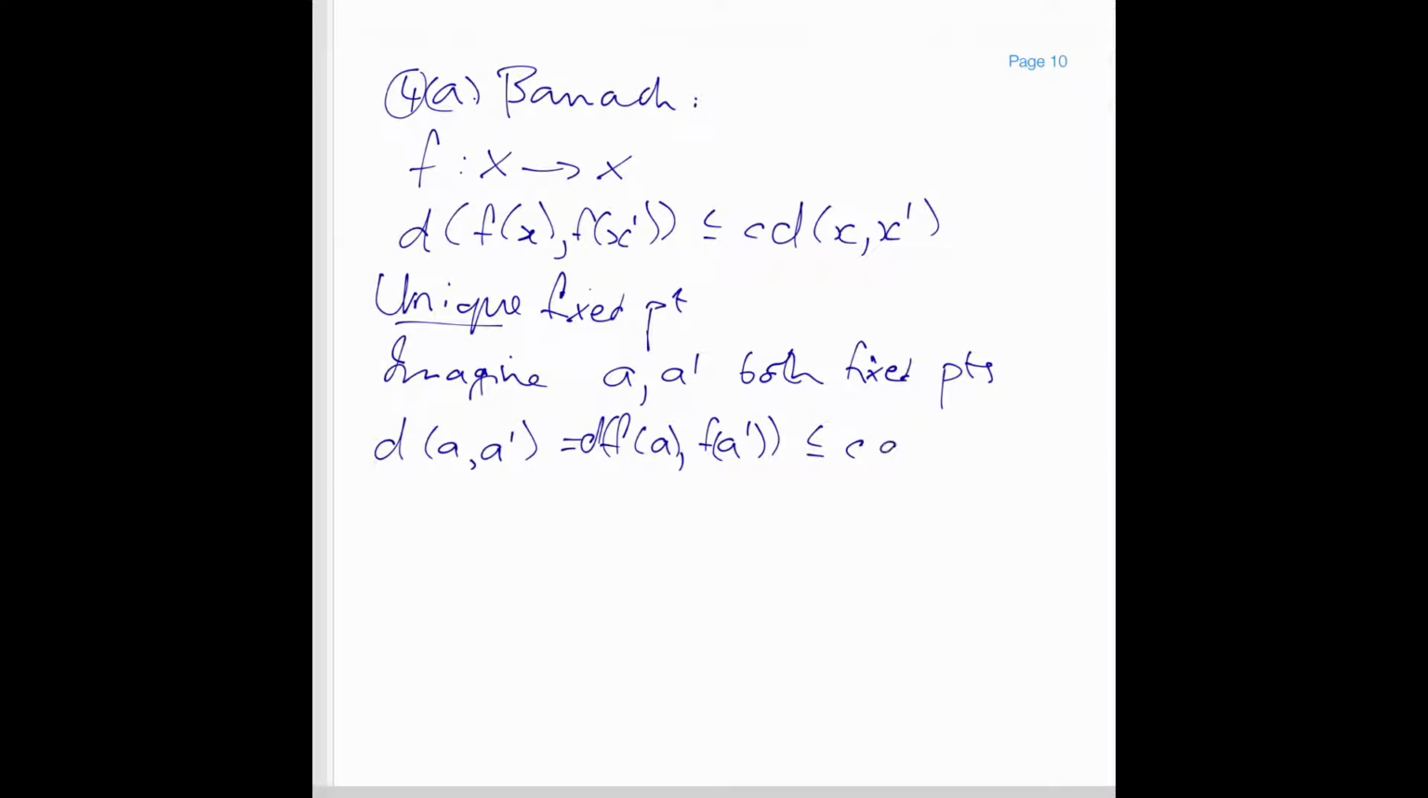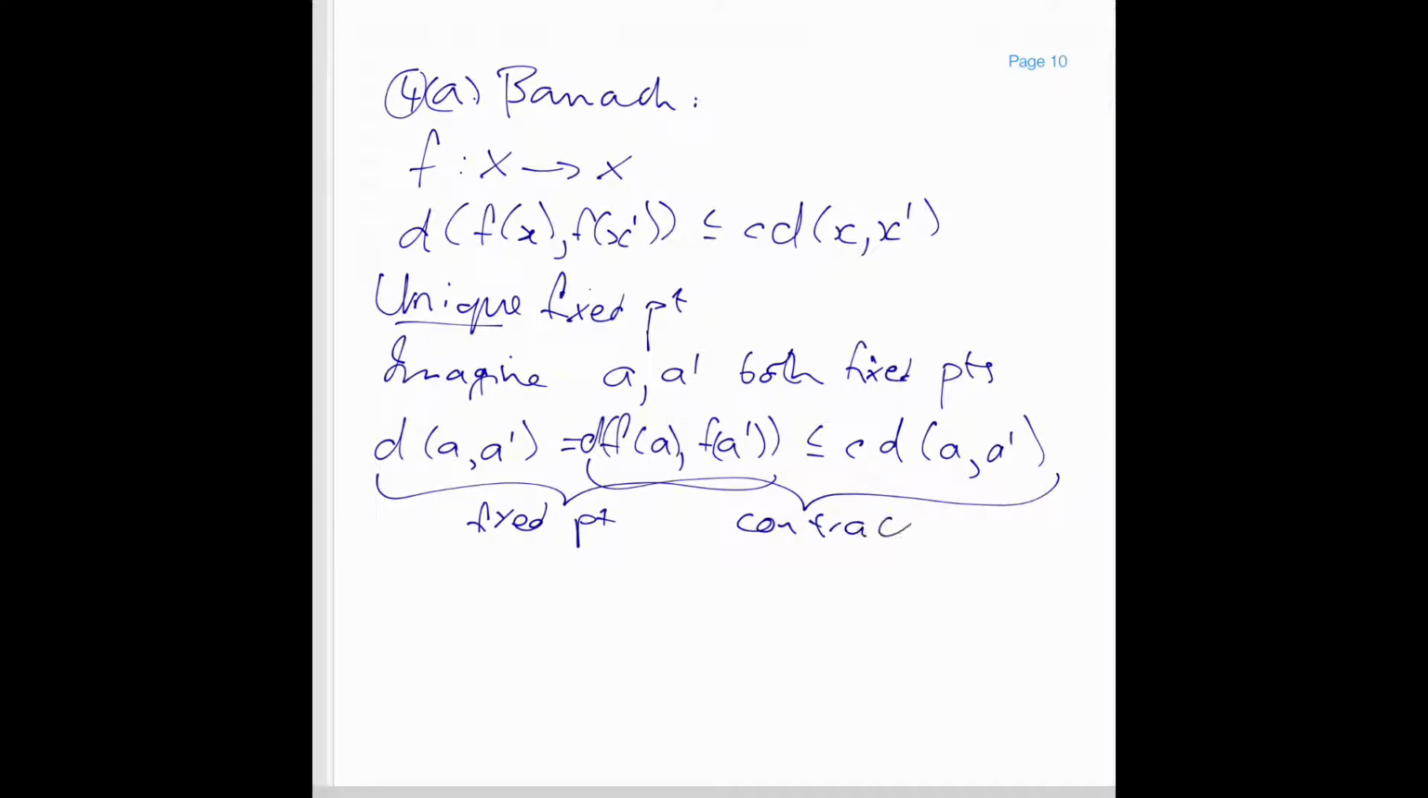And this would be less than or equal to c times the distance between a and a prime because f is a contraction on x. So left hand side, fixed point; right hand side, because of the contraction specification. And this would apply, dividing by the distance between a and a prime, that 1 is less than or equal to c, which we know is not the case because c is between 0 and 1, so this is false. Because it is false, the fixed point must be unique.